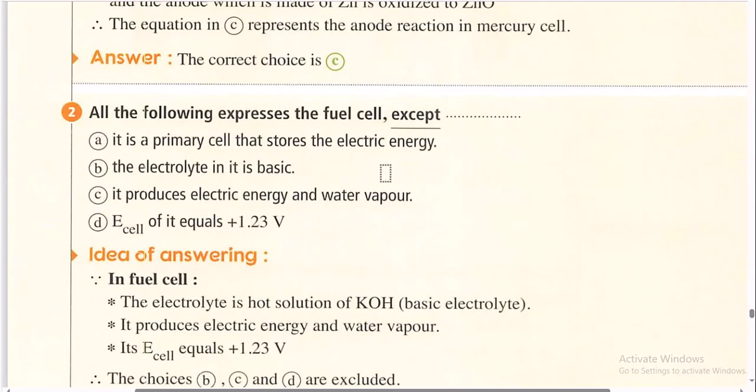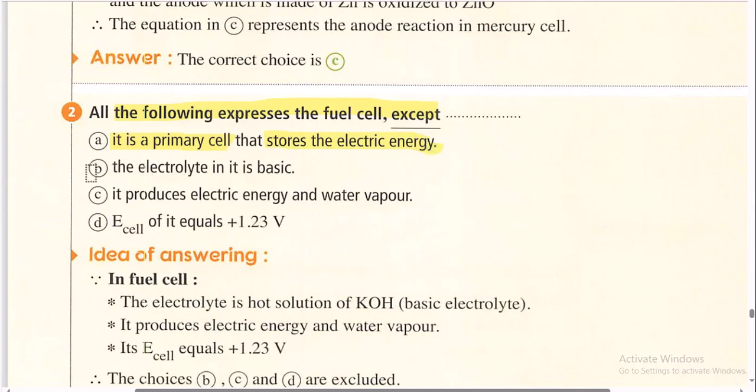Let's take another example. All the following express the fuel cell except. So the right answer here is the excluded one. This question wants the wrong answer. So it is a primary cell. Is it a primary cell? Yes, sure, it is a primary cell. Why is the fuel cell a primary cell? Because the oxidation reduction reaction which happens inside the fuel cell is spontaneous but irreversible. If it is asked whether it stores electric energy, we'll discuss it later.